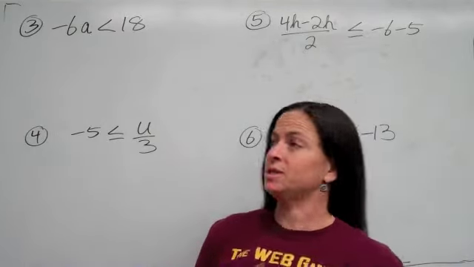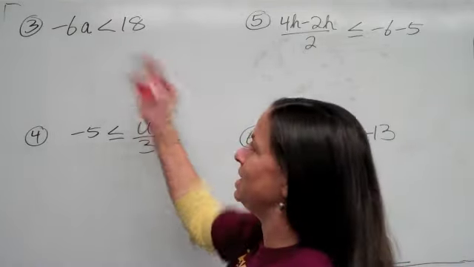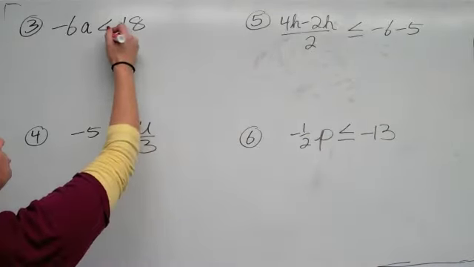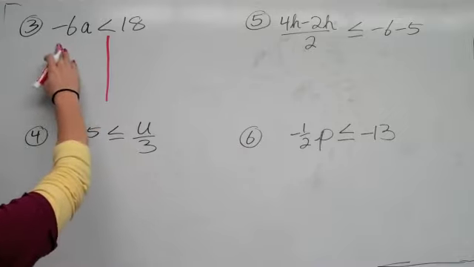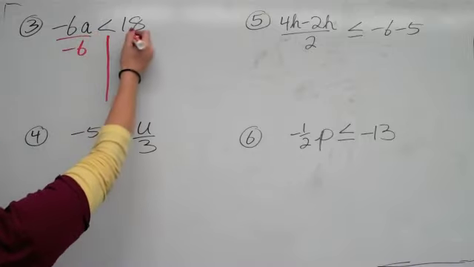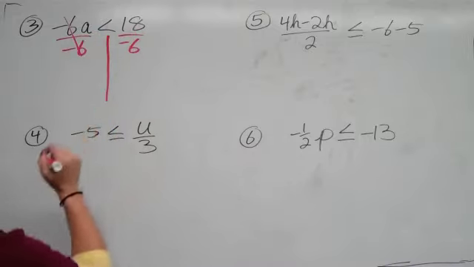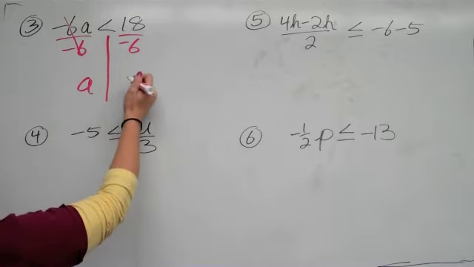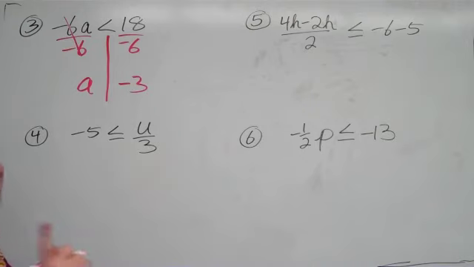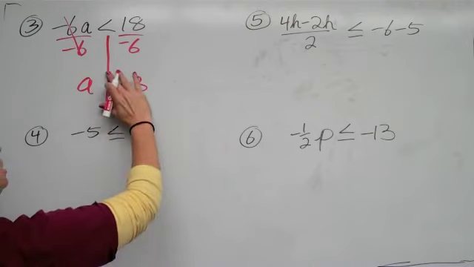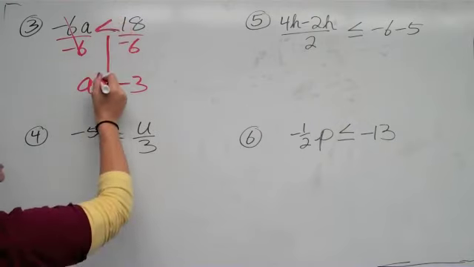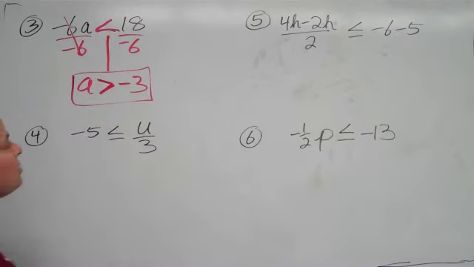So here we go with a couple more examples. Number 3 gets a little trickier. -6 times a is less than 18. I want to get the a by itself, so I'm going to build my fence. -6 is attached to a by multiplication, so the inverse is division. We show division as a fraction. That simplifies down, I get a. 18 divided by -6 is -3. Wait a minute, I just divided both sides by a negative. So what is the other trick I need to make sure I do? I need to change the direction of the sign from a less than to a greater than. And there's my answer.